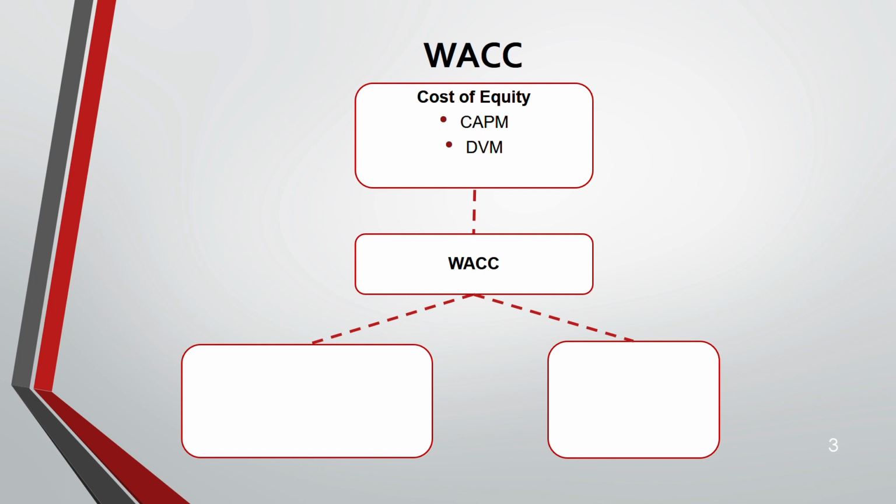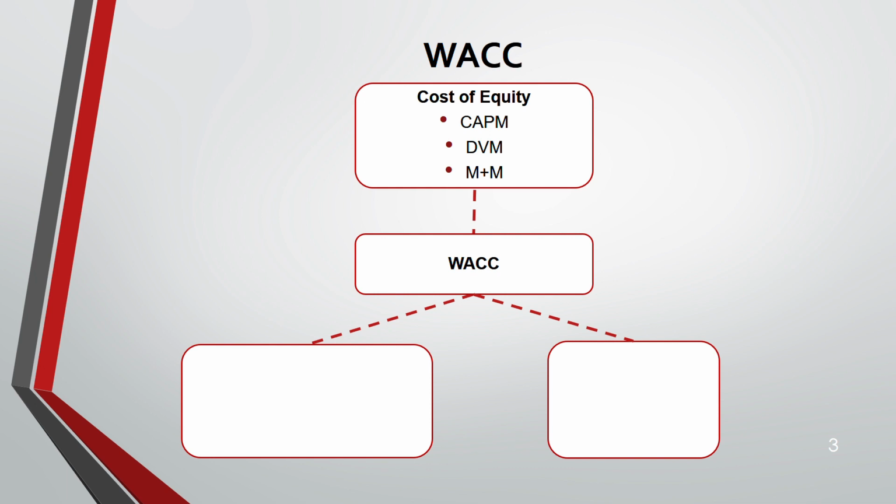Then we have DVM, dividend valuation model. This also you have studied in financial management. Again, we are going to revisit. And the third is M plus M, Modigliani and Miller's theory. 3 ways. Remember these 3 different ways. The way you can get the cost of equity using these 3 different methods are different.